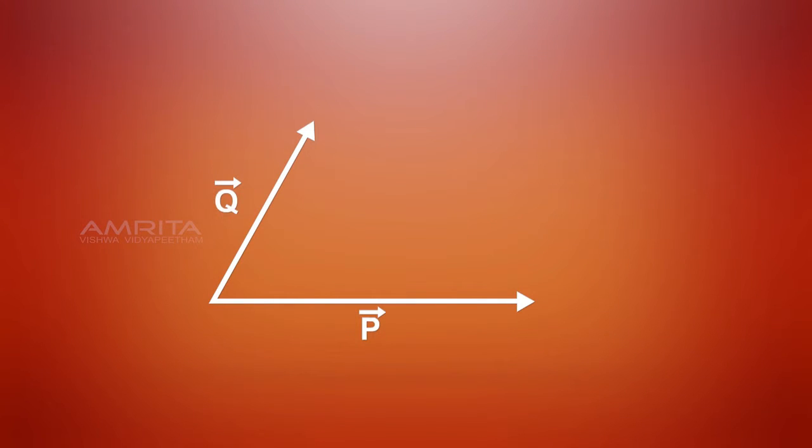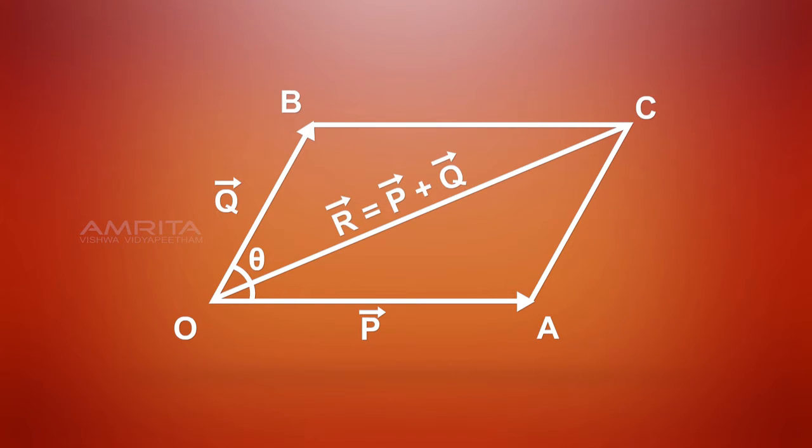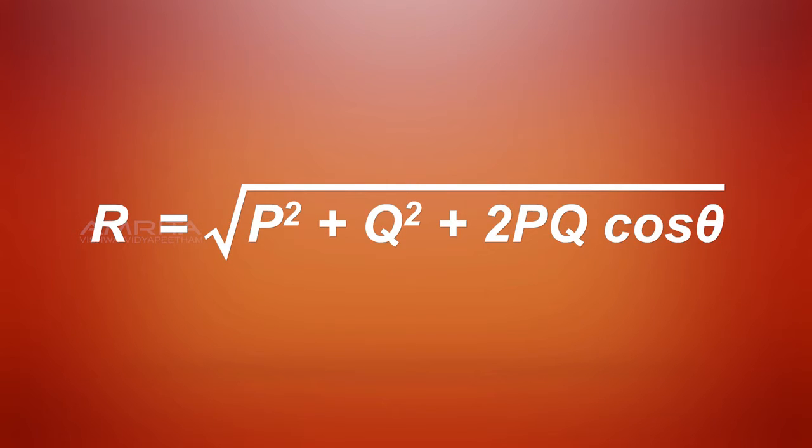Principle: let two vectors P and Q act simultaneously on a particle O at an angle theta. They are represented in magnitude and direction by the adjacent sides OA and OB of a parallelogram OACB. Then the diagonal OC passing through O will represent the resultant R in magnitude and direction. Vector R is equal to vector P plus vector Q. R is equal to the square root of P squared plus Q squared plus 2PQ cos theta.